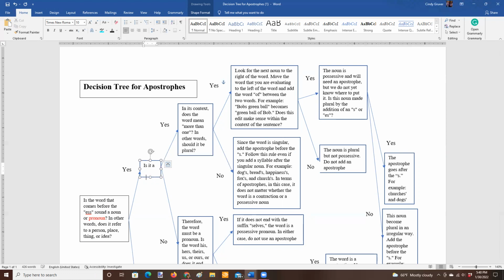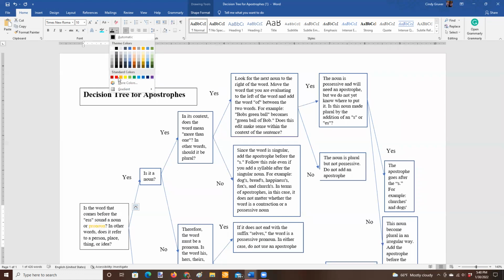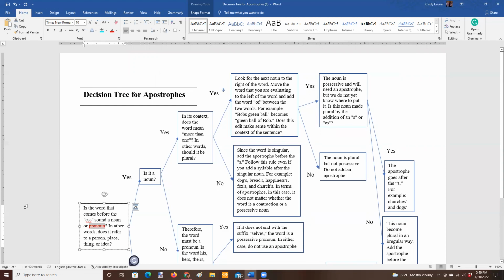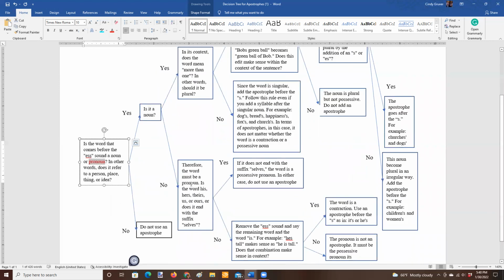That should be noun. Oops, one second. Let's go back. I lost my, there we go. Pronoun here. Is it a noun? Well, if it's a pronoun, it's not a noun. So we're going to go down here. Our answer is going to be no. Therefore, the word must be a noun.